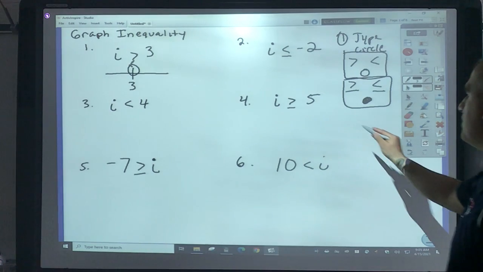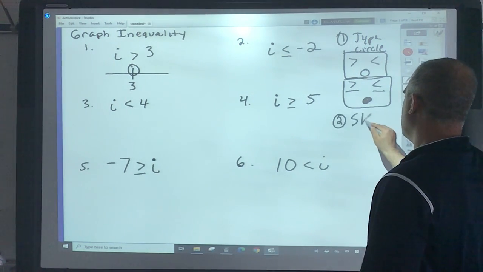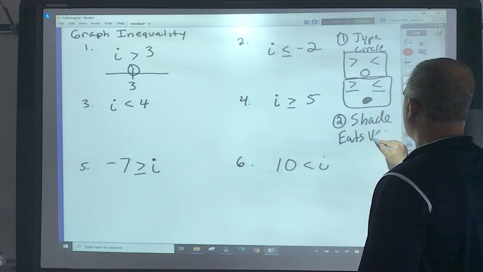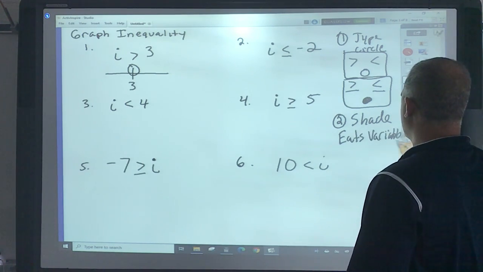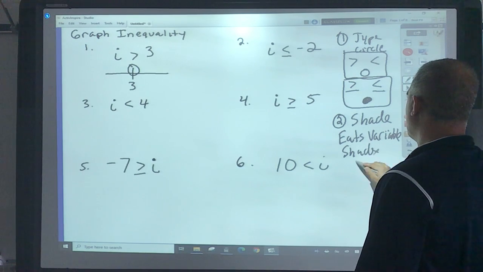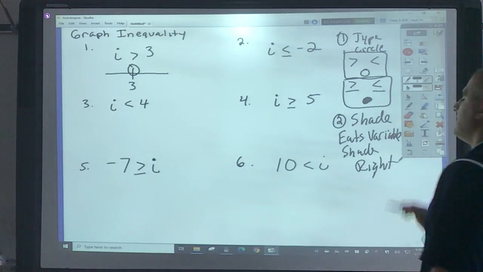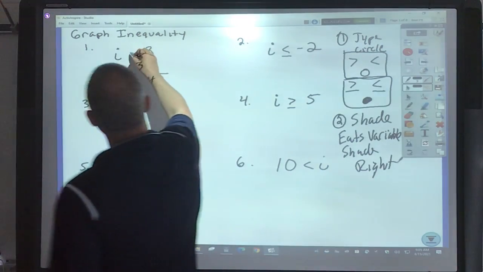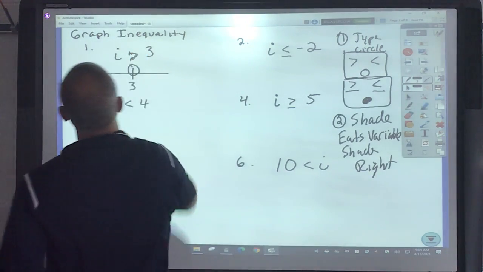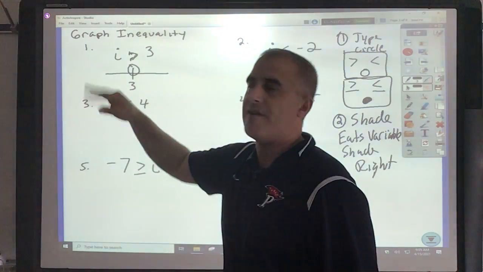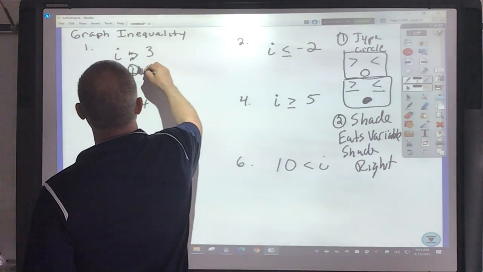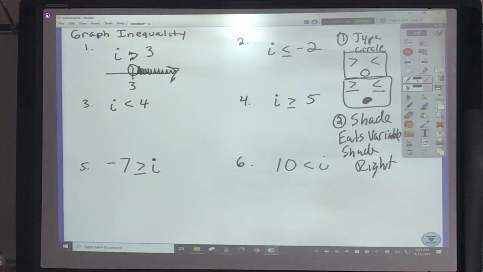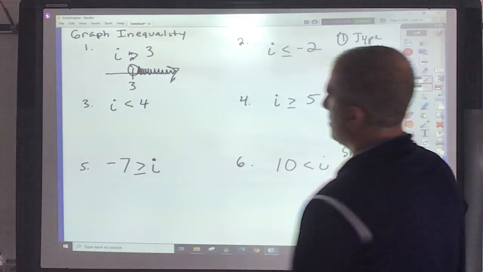Now the second thing you have to decide is which way do you shade. Now, if it eats the variable, shade right. That's the easiest way to do this. So the idea is, if you think about this as like an alligator mouth, if it's eating the variable, I'm going to shade to the right, which means that that's going to be greater than in this case, okay?